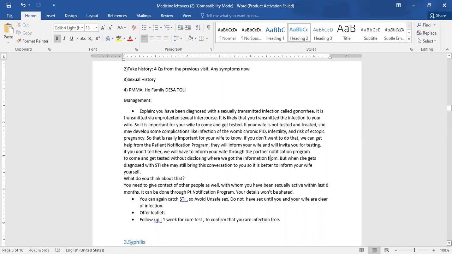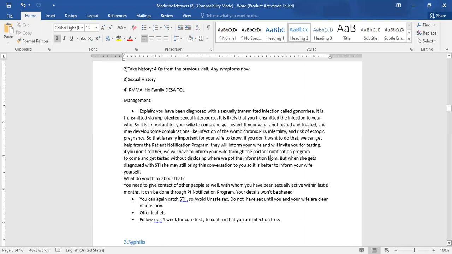You need to, and also he might argue or he might say something, then you will take your conversation on according to his lines. For example, he might say, I don't want to, I can't do this. Then you have to mention, well, I can see that it is difficult for you, but this is very important for your wife to know. Otherwise, that can be life threatening for your wife. She might not be able to become a mother in the future if she is not tested and treated properly. And then you have to mention that you need to give the contact of the other people as well with whom you have been sexually active within the last 6 months. It can be done through the patient notification program, and your details won't be shared.